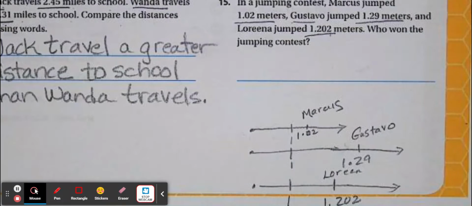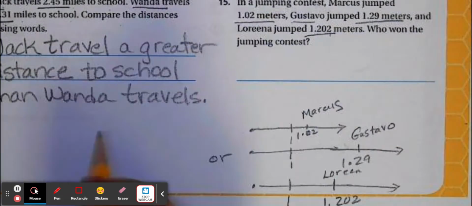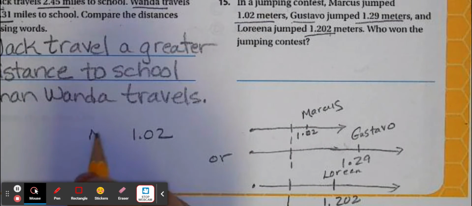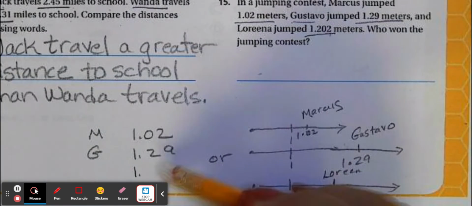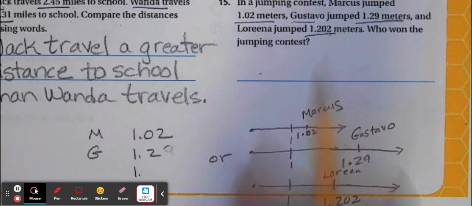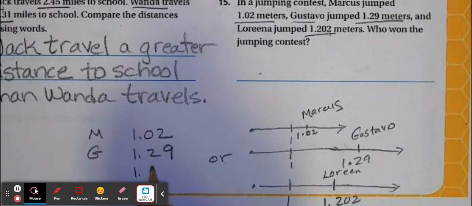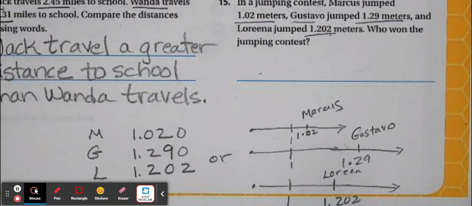So you can draw out a picture or you can stack them. This is going to be Marcus. This is 1 and 29 hundredths. This is Gustavo. And this is 1, that's supposed to be a 9, it looks like an A. And this is 1 and 202 thousandths, so I'm going to place a 0 and a 0. And this is Lorena.